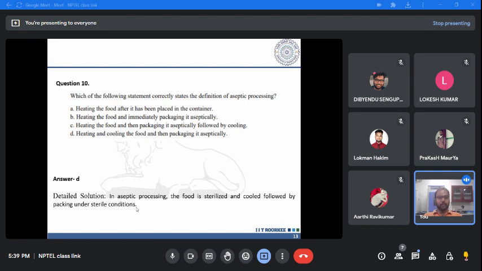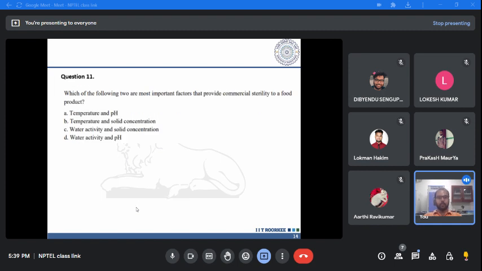So this kind of process operates under very aseptic conditions. Aseptic means there should not be any presence of any microorganisms, whether visible or invisible. There should not be any dirt or anything visible either. That is called aseptic processing. So for this question, the answer D will be the right answer.